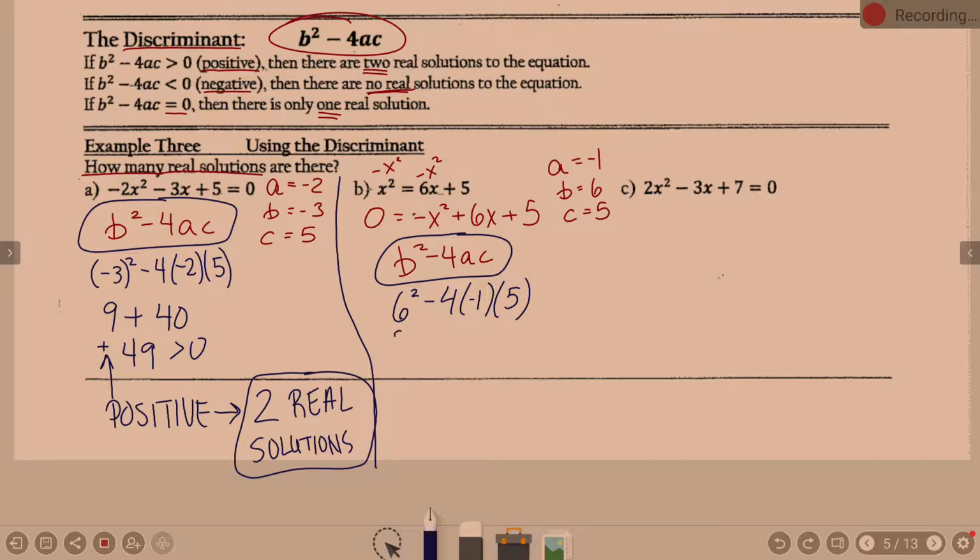6 squared is 36. 4 times 1 is 4 times 5 is 20. A negative times a negative makes it positive 20. What do you know about 36 plus 20? It's 56. More importantly, it's greater than 0, which you guys said the right thing. It is positive. Okay? Because it's positive, again, there are 2 real solutions.